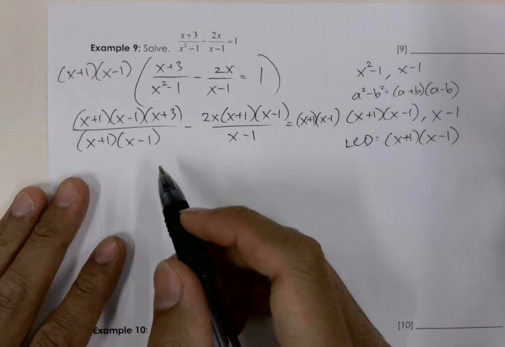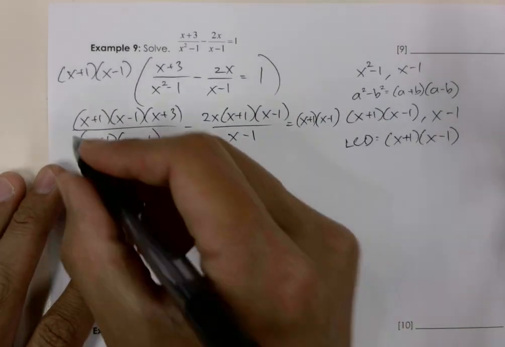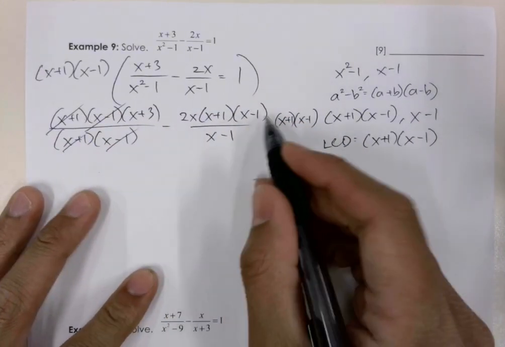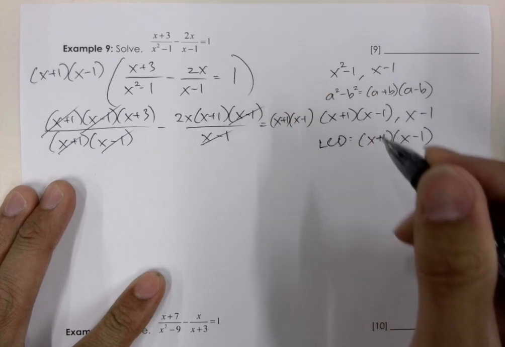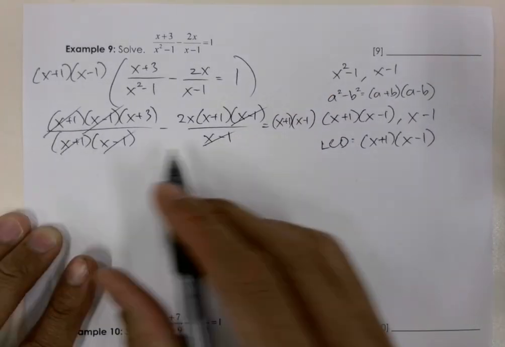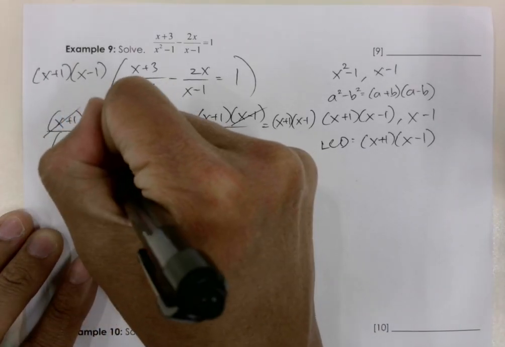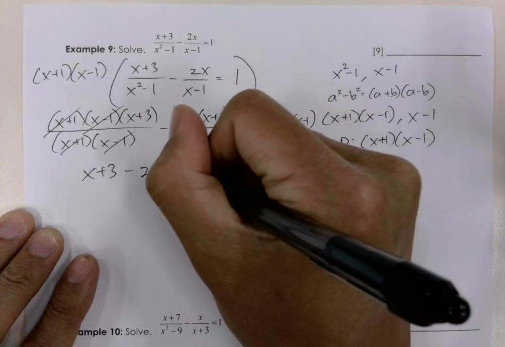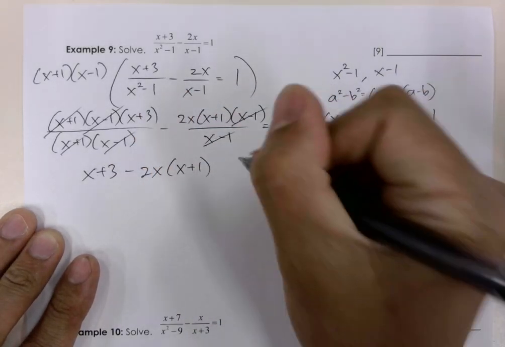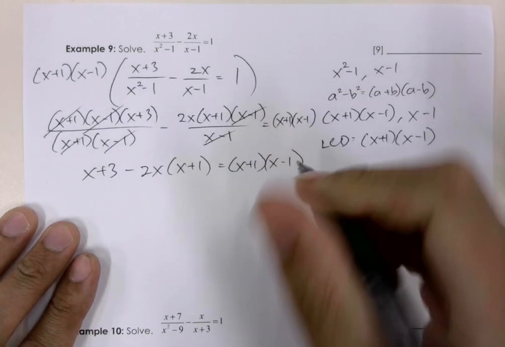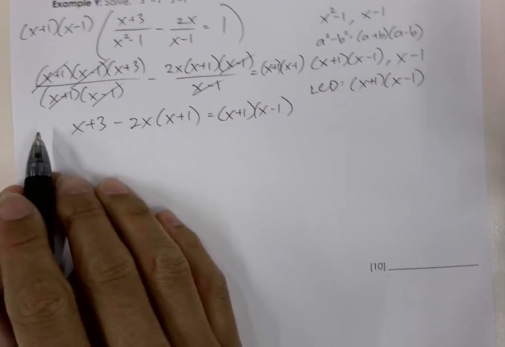Okay, so let's go ahead and cancel out common factors. So we got that one and that one. We got x plus 1 and x minus 1. Over here we have x minus 1 and x minus 1, and we don't have any on the right side of the equal sign. So let's rewrite our equation. It's going to be x plus 3 minus 2x times x plus 1 is equal to x plus 1 times x minus 1. So now things are going to get a little messy here. Let's go ahead and work it out.